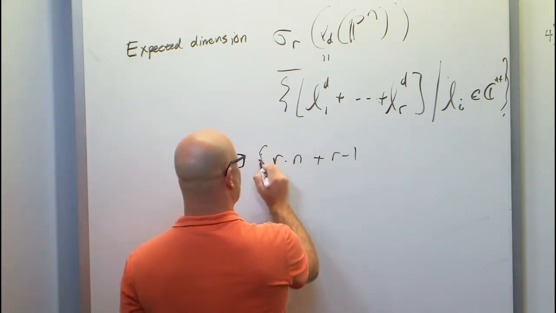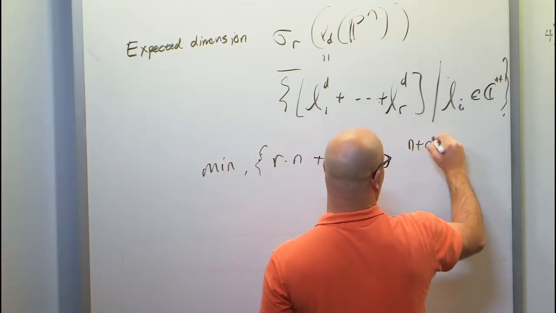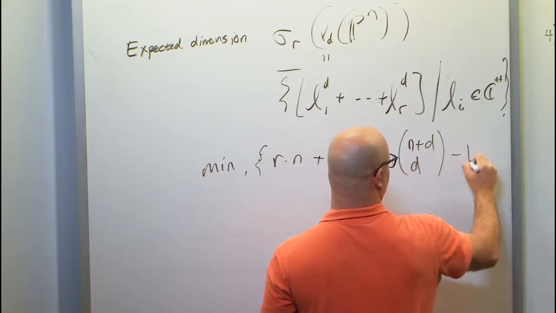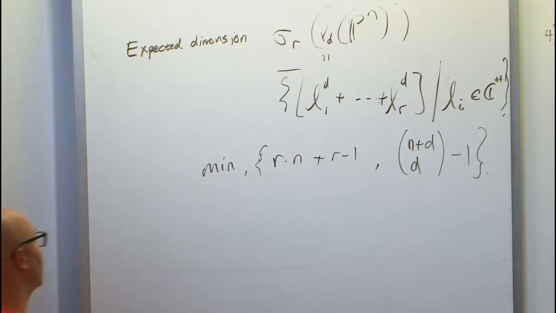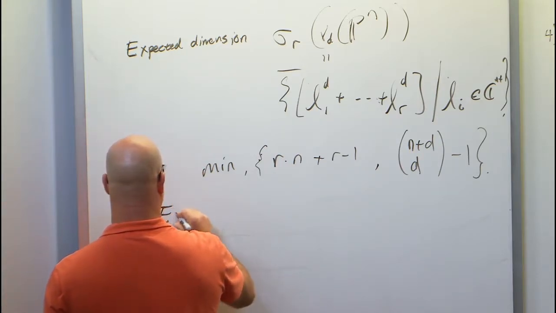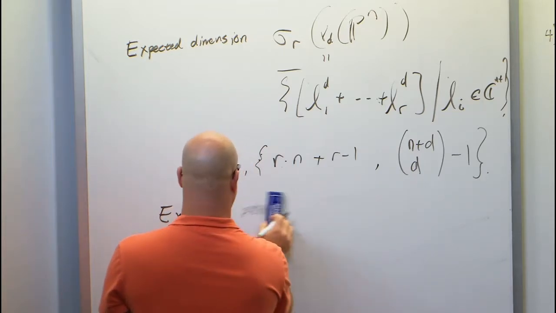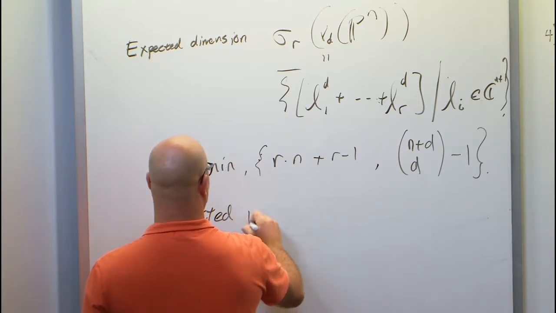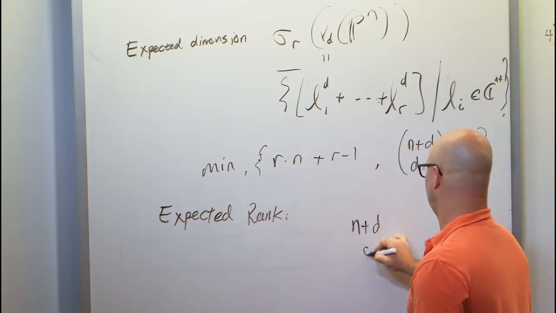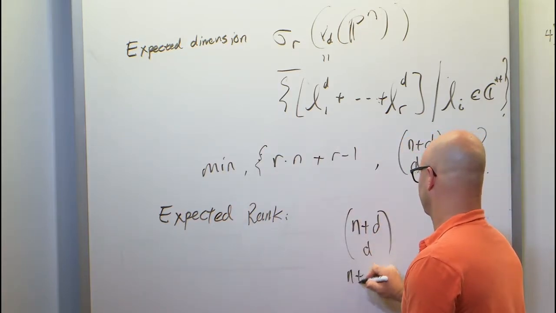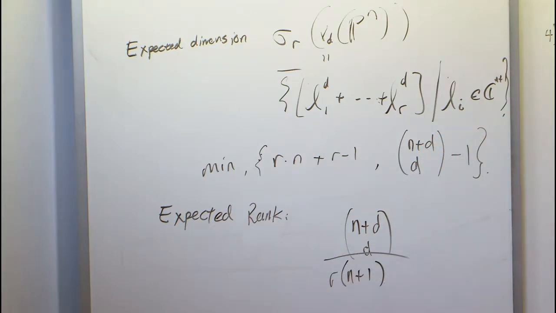But it could also be the dimension of the ambient space. Okay, so that's the dimension we expect of this variety. So that means that we expect the max rank, the expected rank, is just this ratio, if you work it out. Okay. So this is what we expect the rank to be for these varieties.